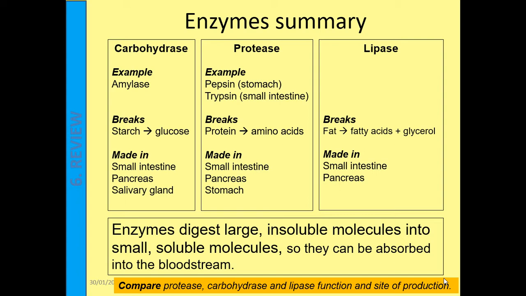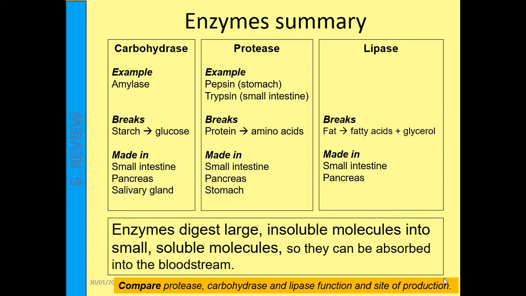Protease next. Two examples here because breaking down a protein is quite complicated. We'll look at some graphs shortly showing about optimum conditions. But basically, if you've got this long chain that is protein, and you've got two enzymes.